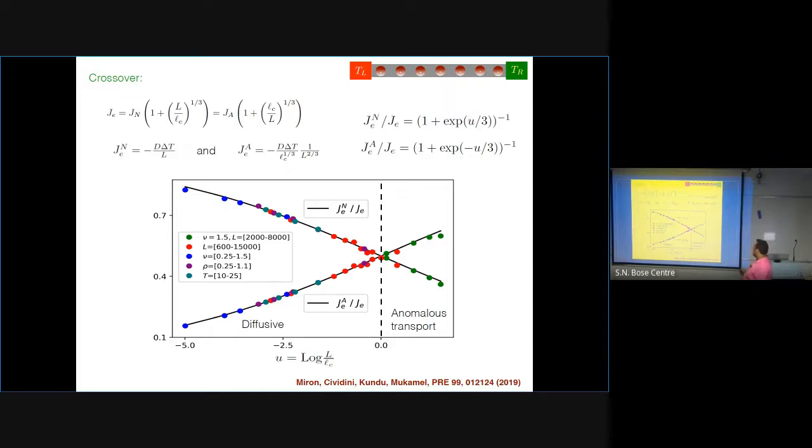But to get it on the other side, you cannot take LC very small, because then you won't see this diffusive part. If you want to see both the diffusive part and the anomalous part, then you need LC very large, but then you cannot do very large system simulation. It's very difficult. But that's why we did it in this way, and we can demonstrate the crossover.